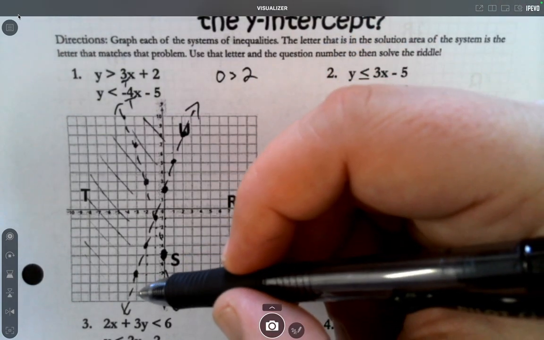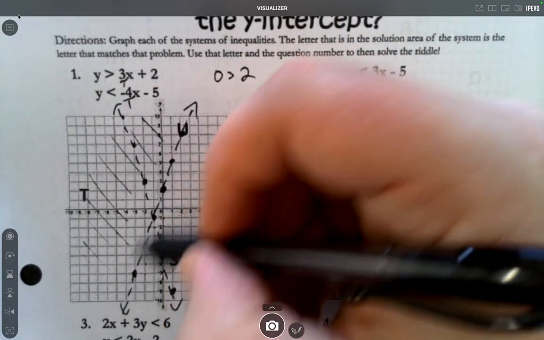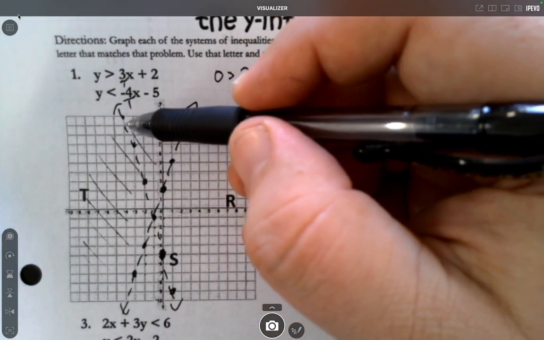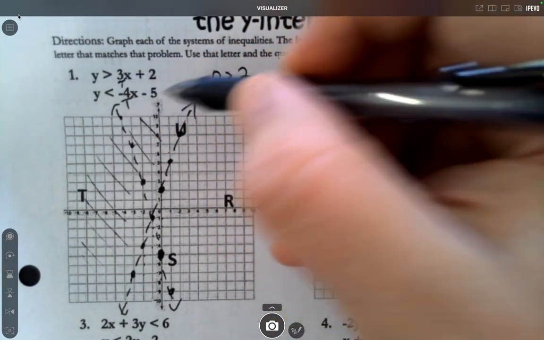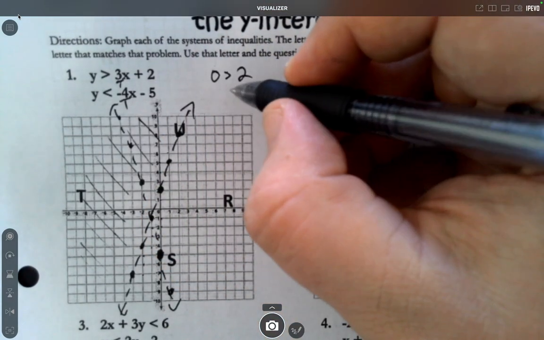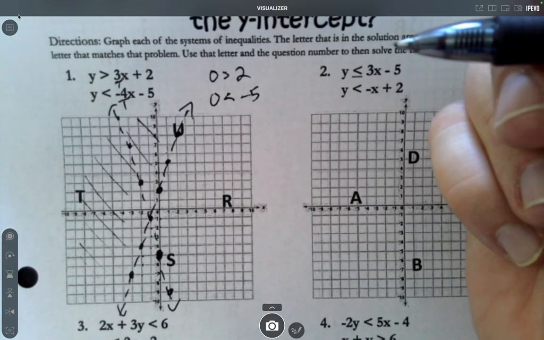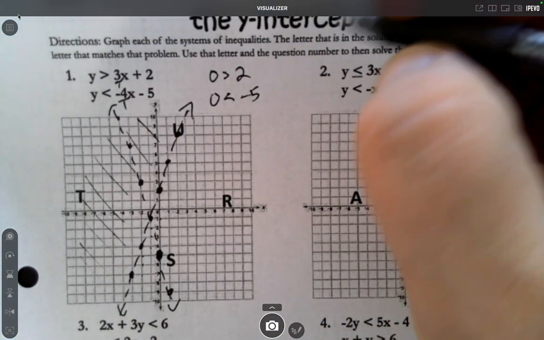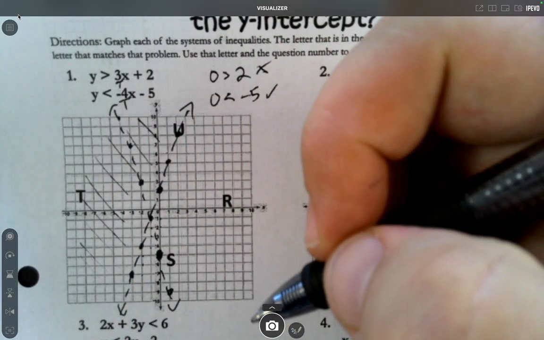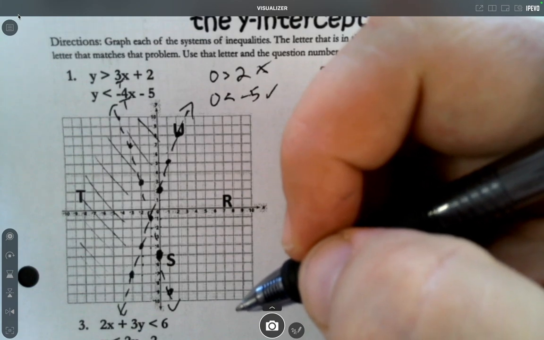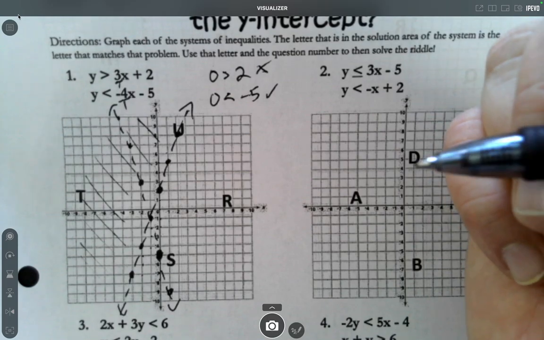So keep in mind, you can use different colors if it helps you with this. We've already covered the line that's got the positive slope. That was the first line. So now we're focused on this second line that's our negative slope. So this says y is less than negative 4x minus 5. So if I plug in 0 for x, 0 minus 5 is negative 5. Plug in 0 for y, I get 0 is less than negative 5. That's true.